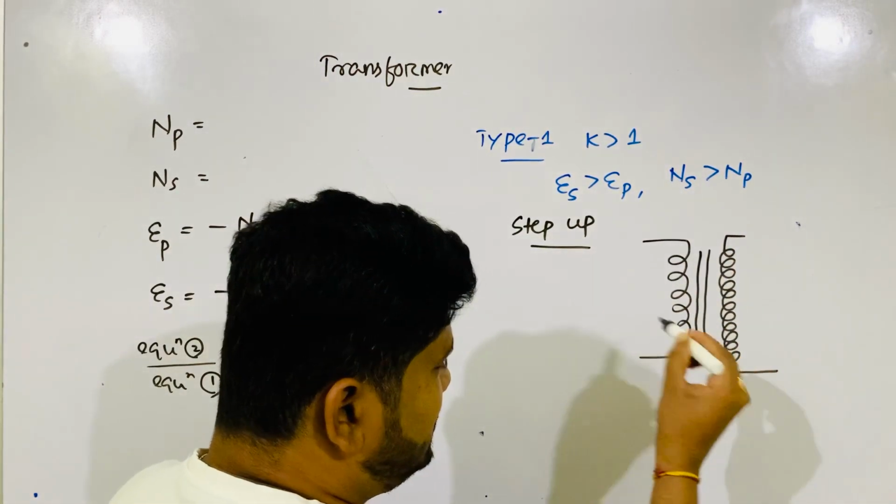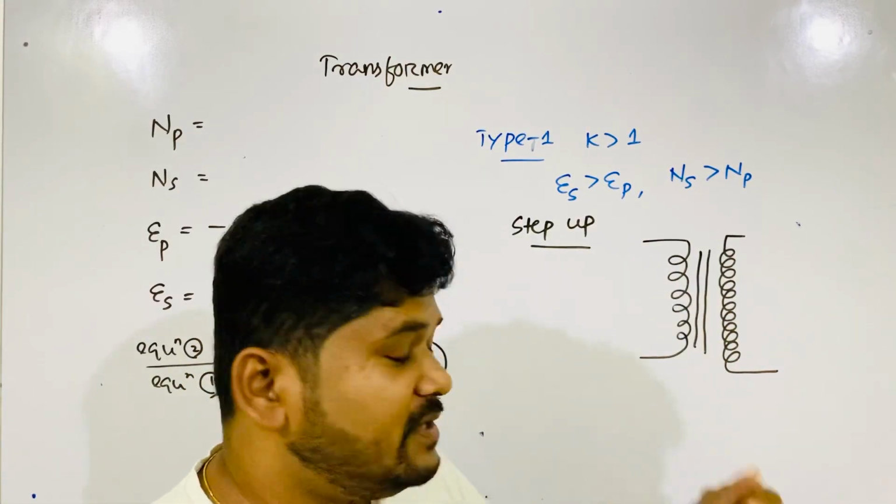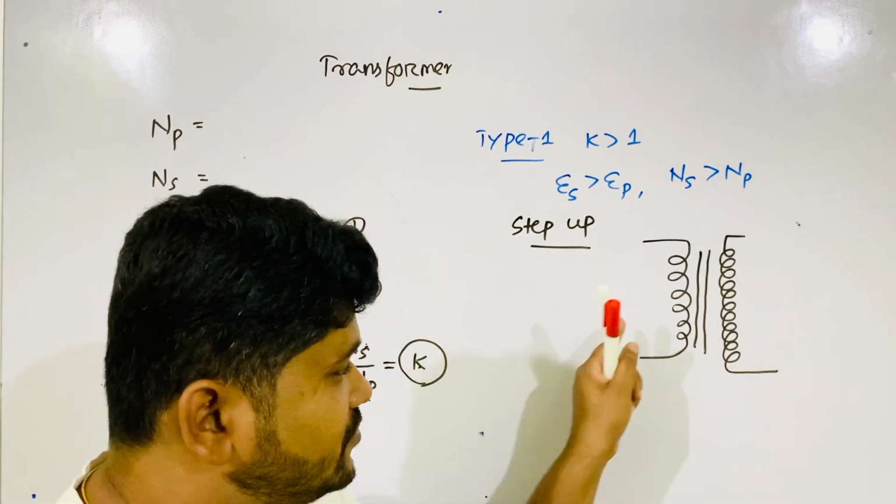This is the symbol of the transformer. Input is given here, output is taken from here, but the symbol is just this much. Input and output are not required to be shown.